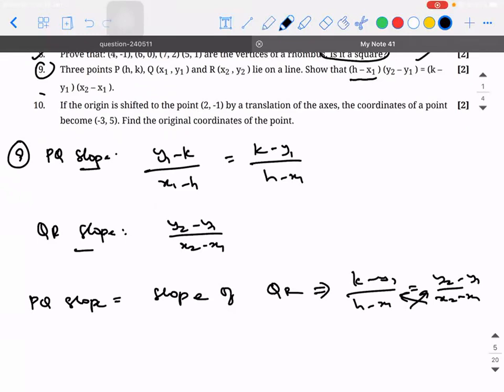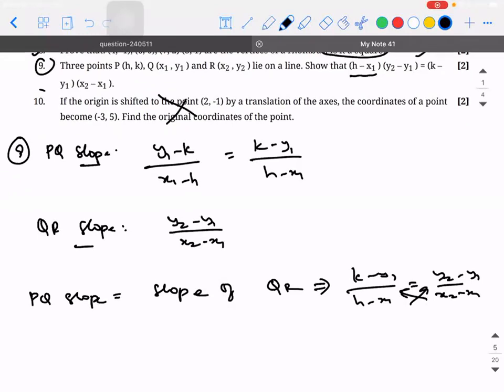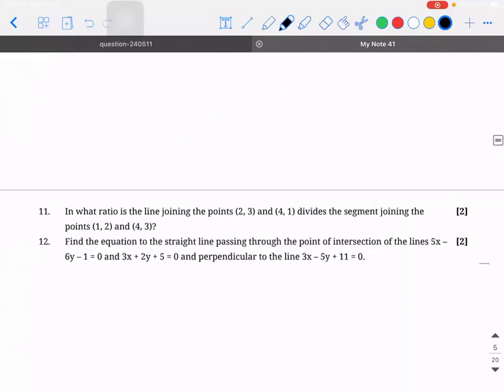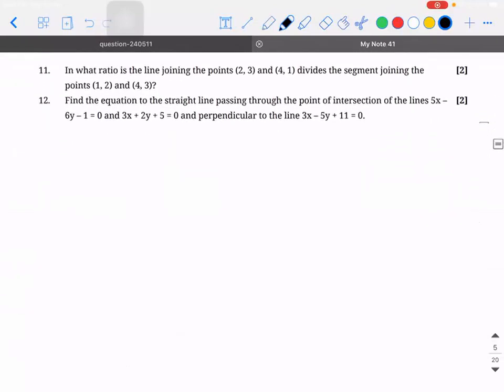The 10th one is not there because it is based on shifting of origin, which is not in your syllabus. Don't worry. 11th: in what ratio does the line joining the points (2, 3) and (4, 1) divide the line segment joining the points (1, 2) and (4, 3)? Let me explain this.